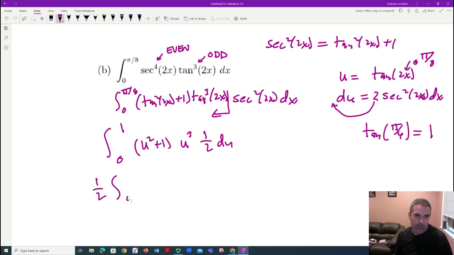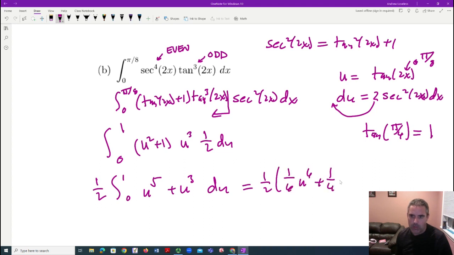So it's going to be 1/2 the integral from 0 to 1 of u to the fifth plus u to the third. We expanded. And this is going to be 1/2 of 1/6 u to the sixth plus 1/4 u to the fourth from 0 to 1. This is going to be 1/2 times 1/6 plus 1/4, which is going to be 1/2.